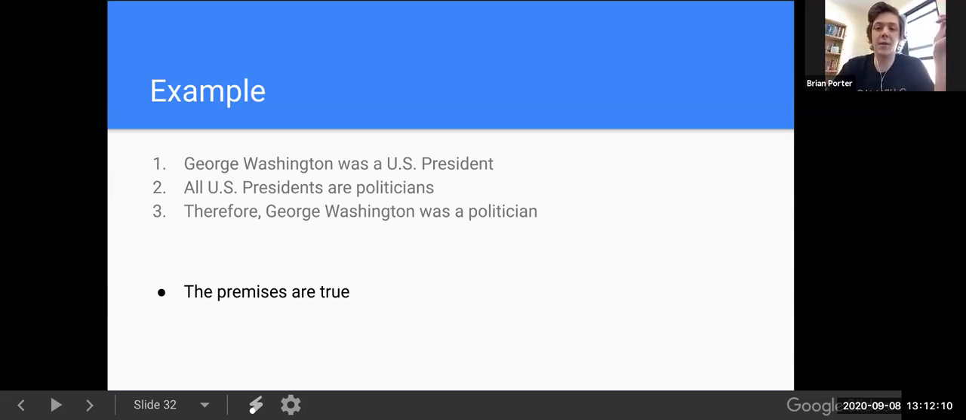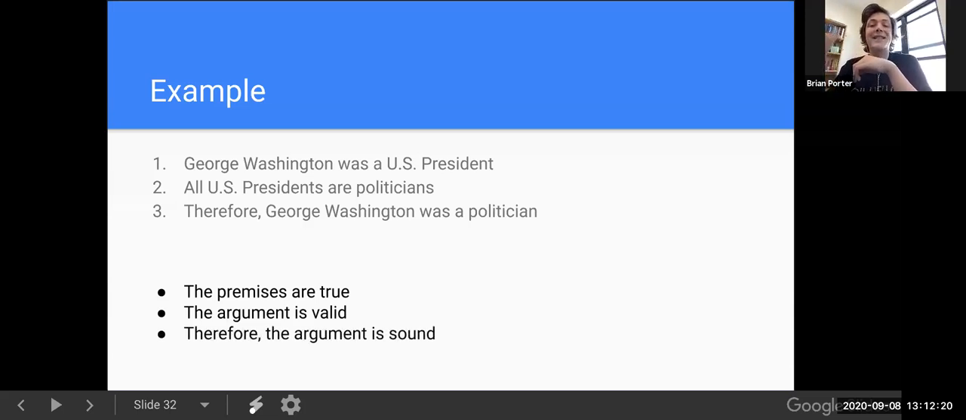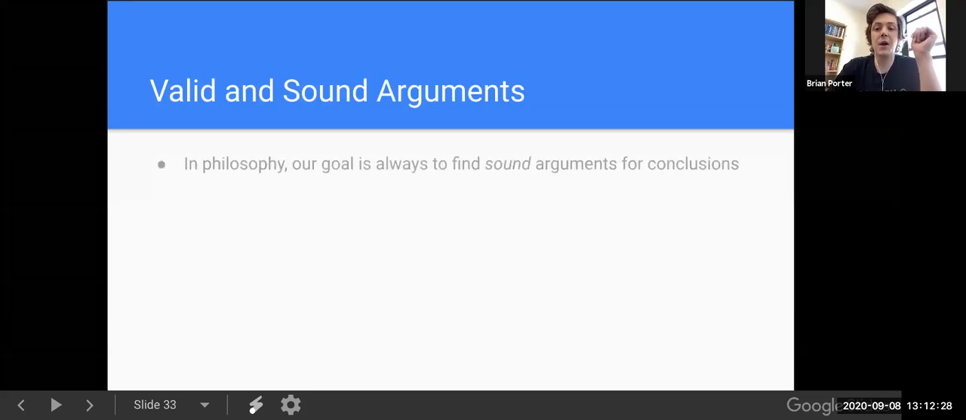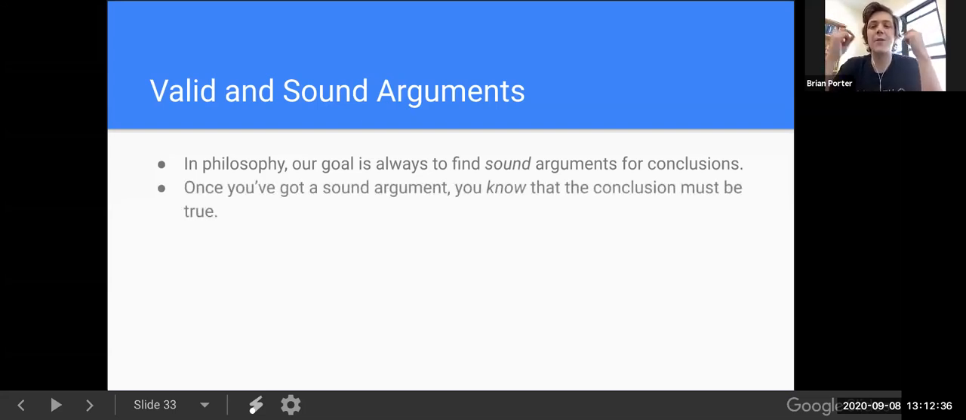So George Washington was a politician because he was U.S. president. So the premises are true. The argument is valid. Therefore, the argument is sound. So that's what it means for the argument to be sound, is that the premises are true and the argument is valid. So in philosophy, our goal is always to find sound arguments for conclusions. Once you've got a sound argument, you know that the conclusion must be true.